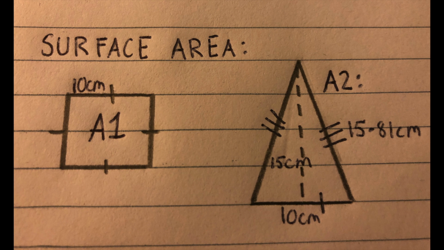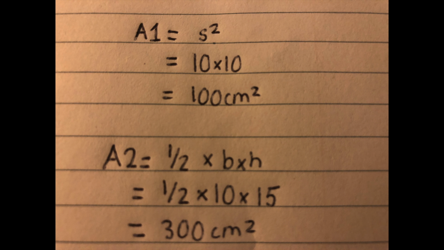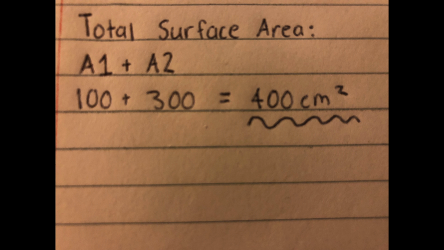We split the pyramid into two sections, with the square base being area 1 and the triangle being area 2. For surface area 1, we just had to multiply 10 times 10 using the formula s squared, which gave us an answer of 100 centimeters squared. For surface area 2, we used the formula a half times b times h. Subbing in our values, we did 10 times 15 times a half, which ended up giving us an answer of 300 centimeters squared. We then added our two answers together to get a total surface area of 400 centimeters squared.